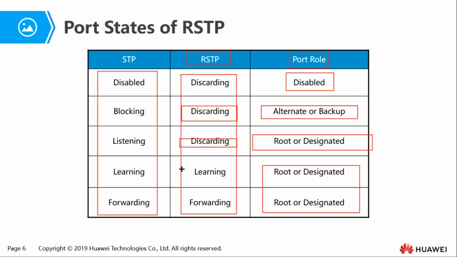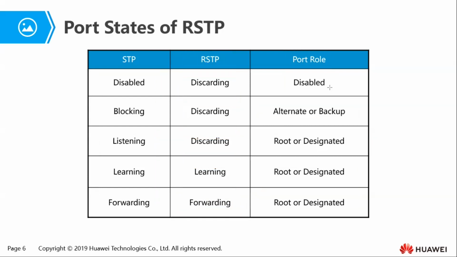So in learning, you cannot forward user data, but you can learn MAC addresses. And of course, you can receive RSTP BPDUs. In forwarding, now you can forward user data, and you can also receive BPDUs and learn MAC addresses. So those are the 3 things that you're supposed to know. Again, just as a reminder, number 1, can you learn MAC addresses in order to prevent MAC address table instability?